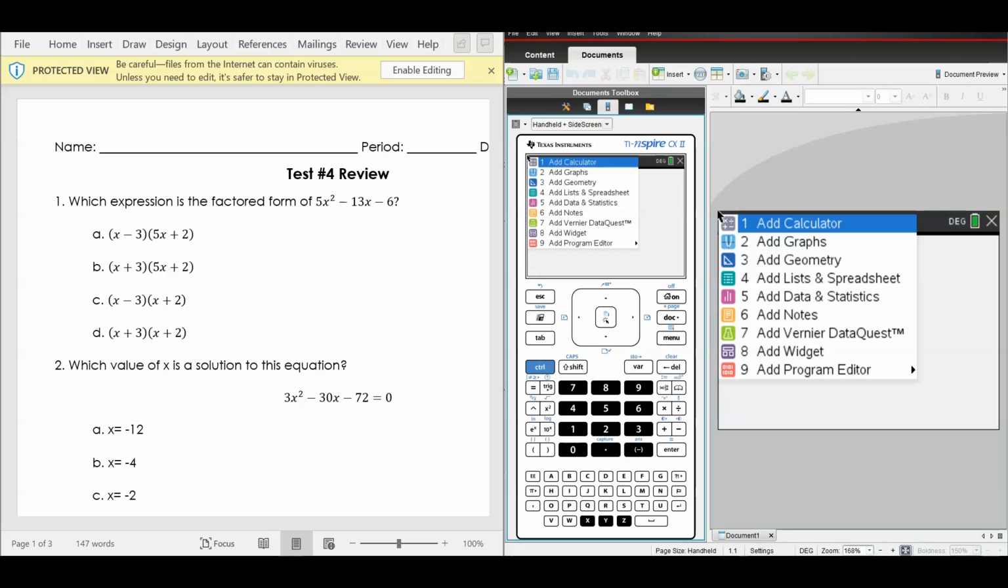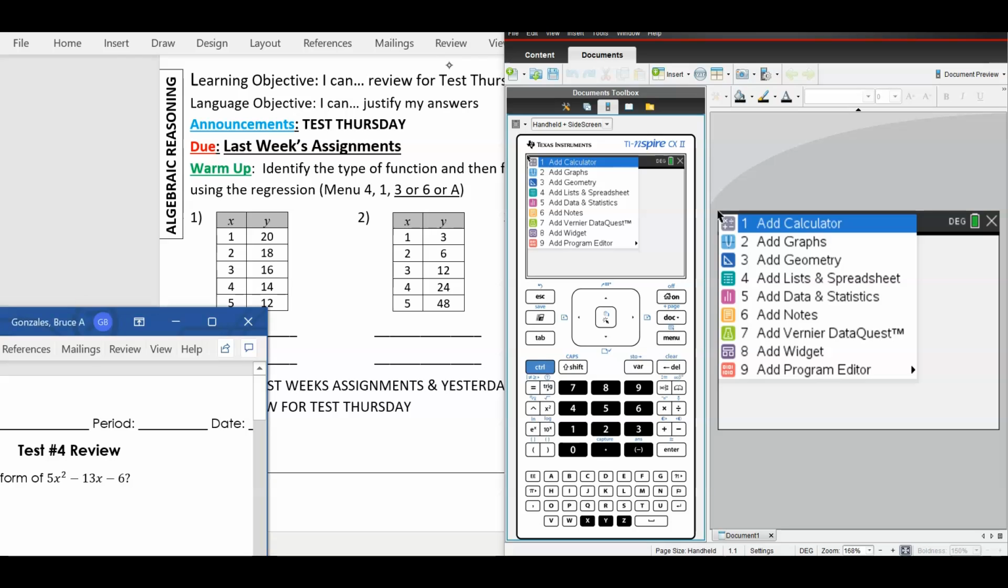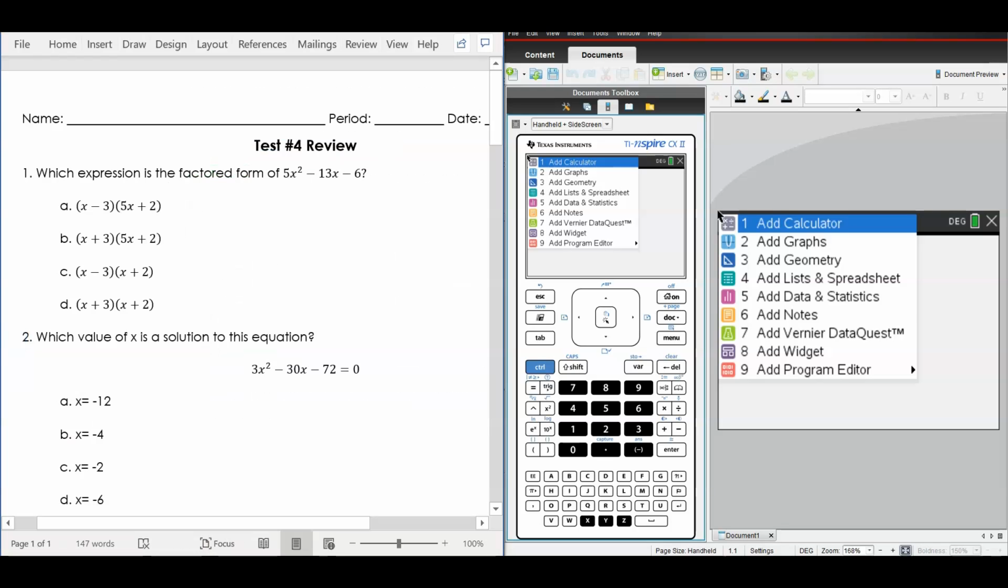All right, so for this review, there we go. So, a short little review, 10 questions long. Our test should be about the same length. This is our stuff we've been doing the last couple of days.